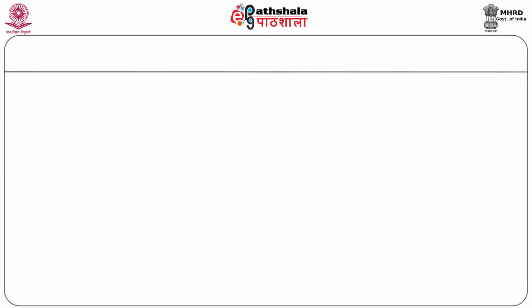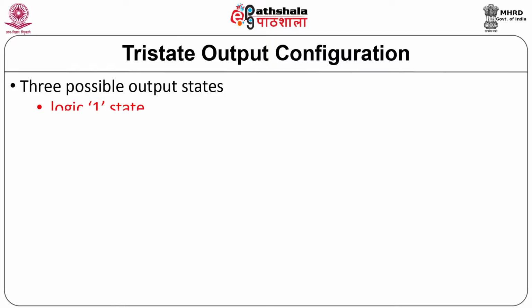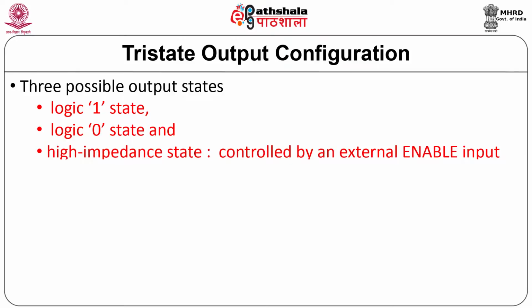The third type of output configuration is the tri-state output configuration. There are 3 possible output states: logic 1 state, logic 0 state and high impedance state. High impedance state is a state in which the output remains inactive irrespective of variations at the input. This high impedance state is controlled by an external enable input.